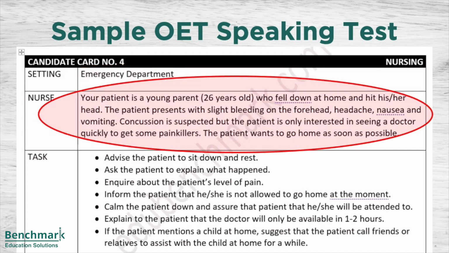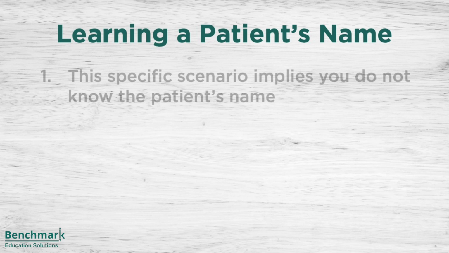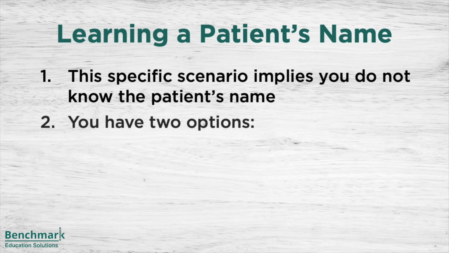The background information about the patient will give you some indication as to whether the patient is unconscious or something else that will prevent you from getting the patient's name at this stage in the conversation. But in this case, it says that your patient is a young parent, 26 years old, who fell down at home and hit his or her head and has now presented with quite strong headaches. The fact that it's an emergency department should already give you an indication that you do not know the patient from before. In that case, again, you can do one of two things.